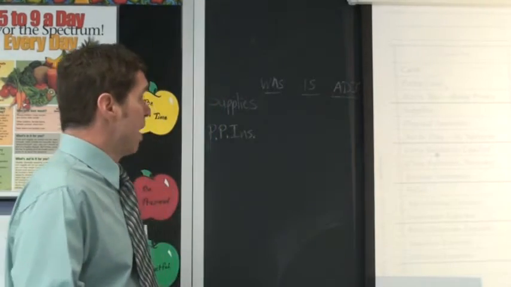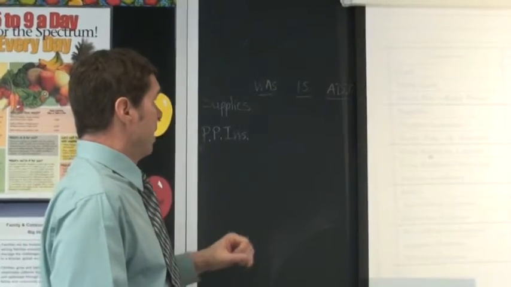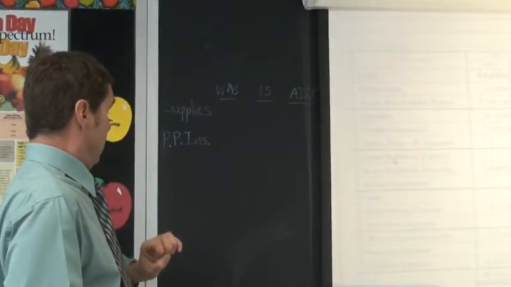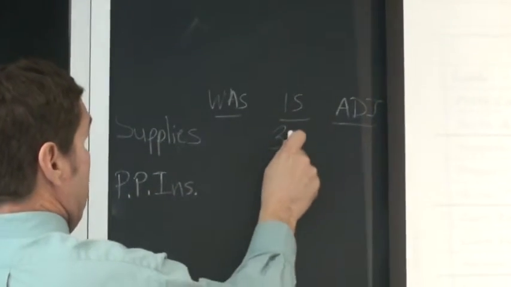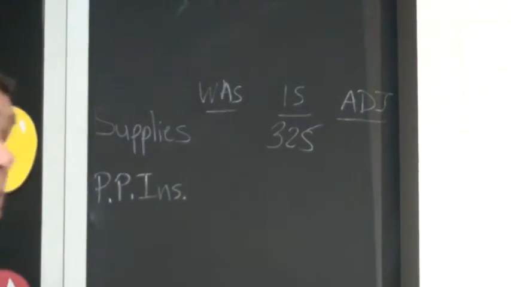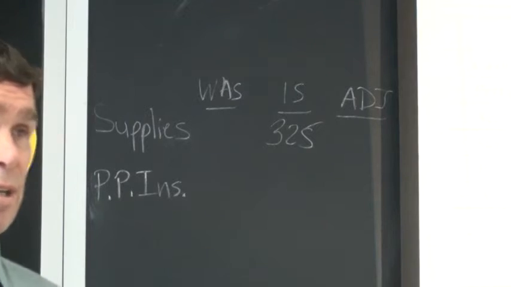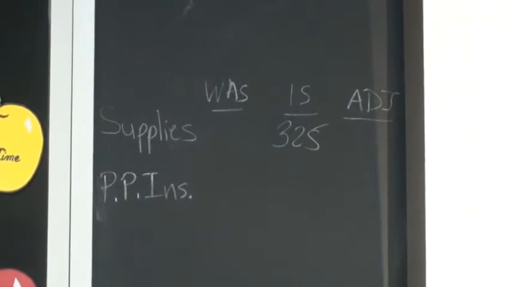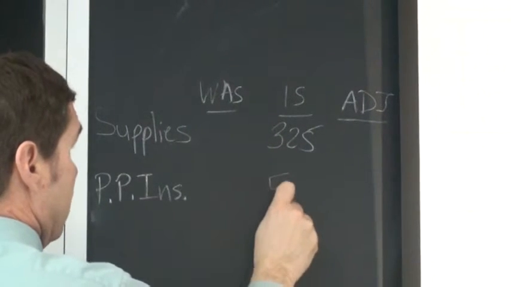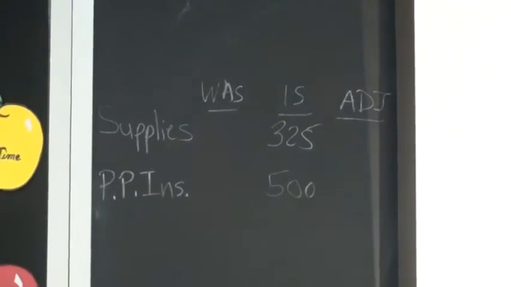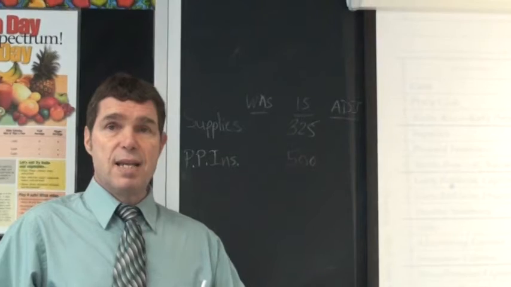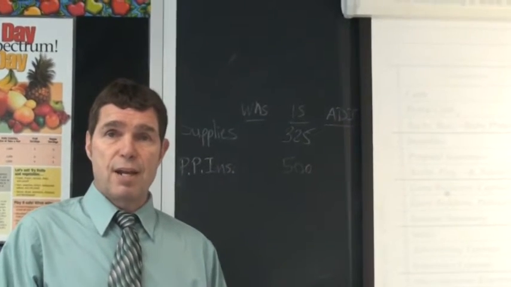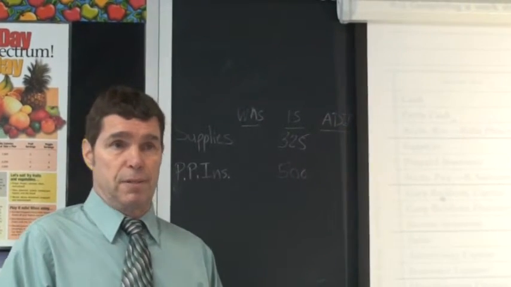For instance, in the instructions, they tell you that supplies now has a $325 balance. They also tell you that the current value of prepaid insurance is $500. I'm going to place those two numbers into what I refer to as a was-is chart so that we can accurately figure out the adjustment.